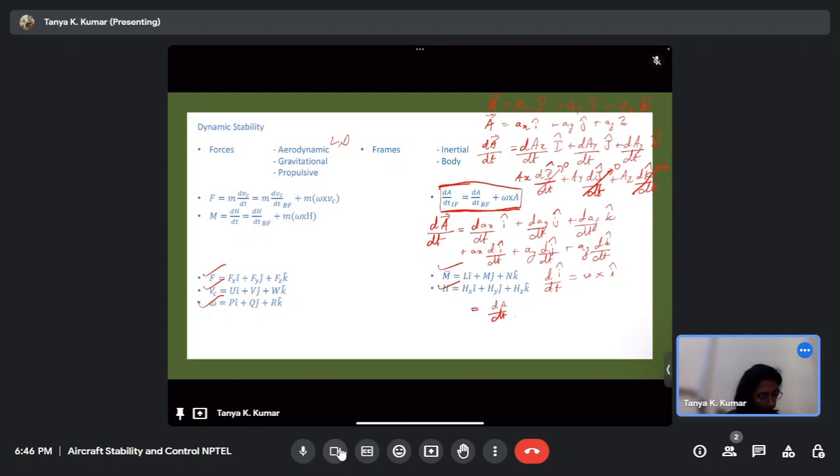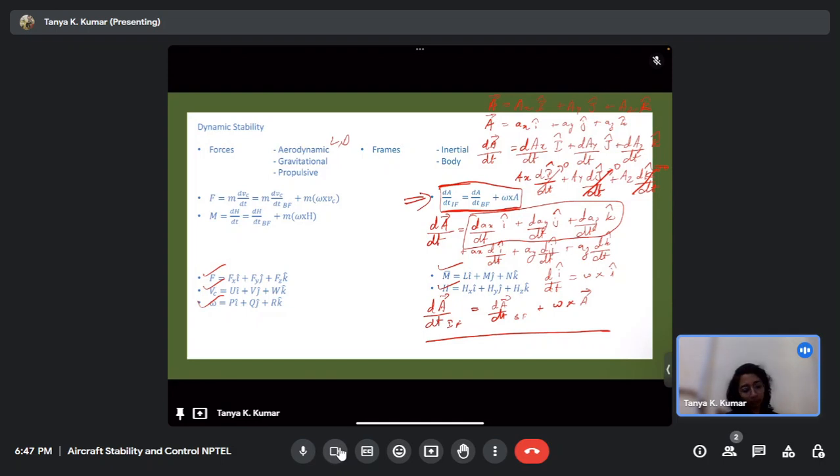dA/dt in the body frame, which is these three terms. And the second three terms, or the ones in the second line, give you omega cross A. Okay? Is that clear? They give you omega cross A. So what we understand is that dA/dt in the inertial frame is equal to dA/dt in the body frame plus omega cross A. Is this clear? Which is what is your transport theorem.